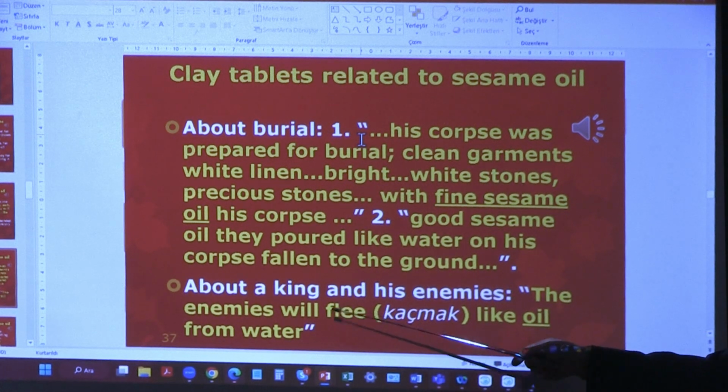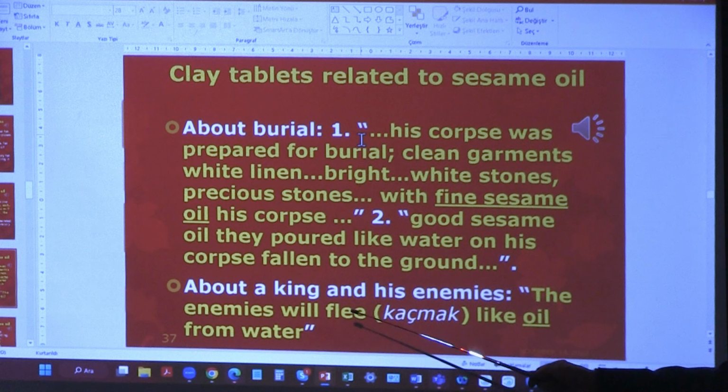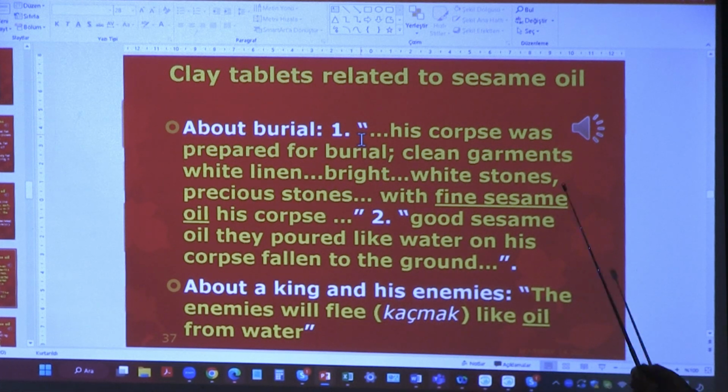And another one says, the enemies will flee like oil from water. So they knew the principle of water not mixing with oil. And they mentioned it in a clay tablet, because they tried to mix oil. Even today, if you try to mix oil with water, you cannot.